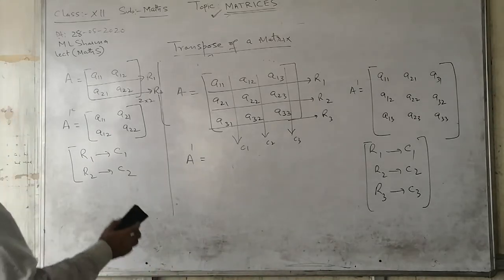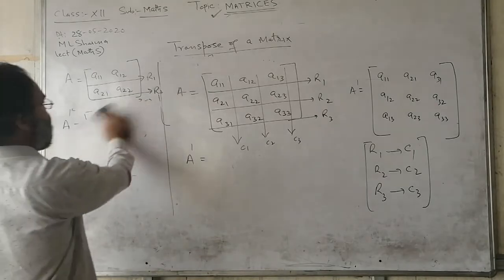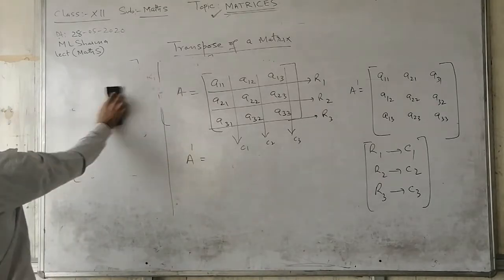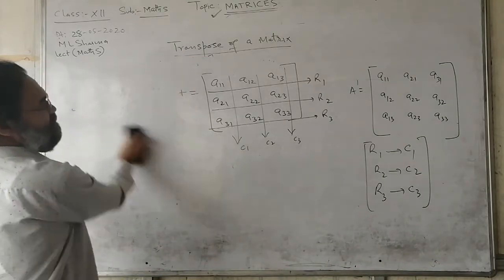So there are some properties of transpose of a matrix. So what are these properties? 3 or 4 properties are there.